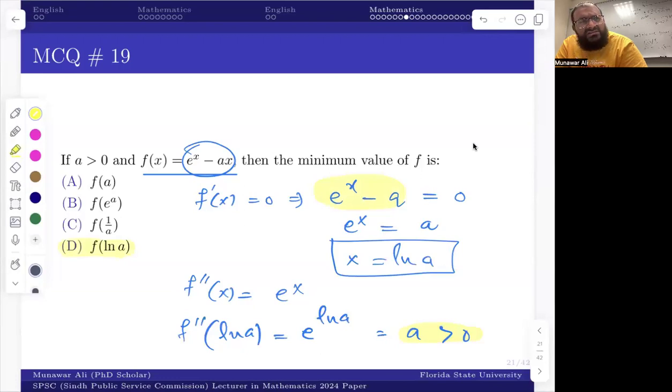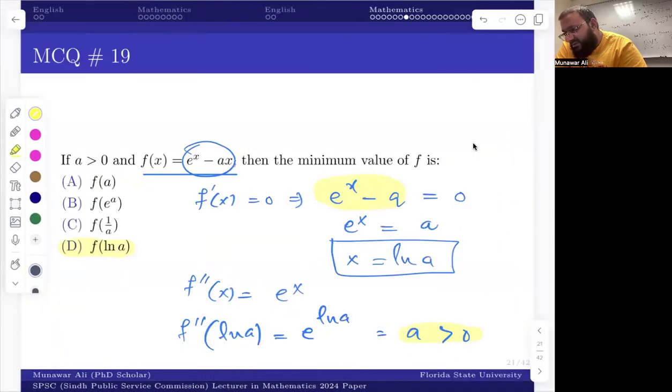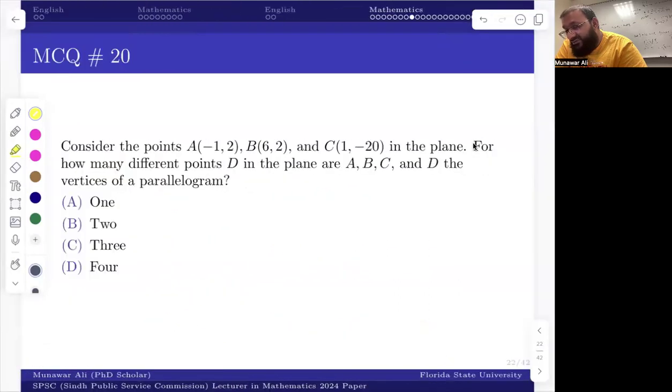or, is it a point of inflection? I don't know exactly. It can be anything. Okay. I think after 19, this is the last MCQ that we are going to discuss. This is again too simple. You don't need to do anything special beyond mathematics here.